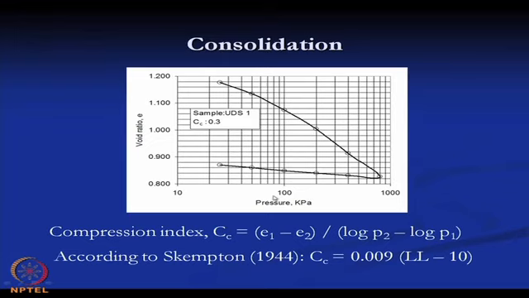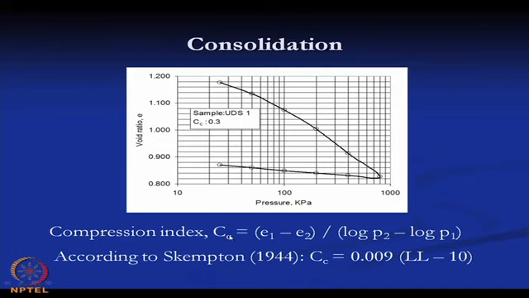The pressure is plotted in the logarithmic scale and the void ratio in the normal scale. Here we can see that as we apply more pressure, the void ratio decreases. This is the loading curve and this is the unloading curve. Once we remove the pressure, there will be some rebound of the soil void, so it will go further up. Here, from the slope of the loading curve, we can determine the compression index.